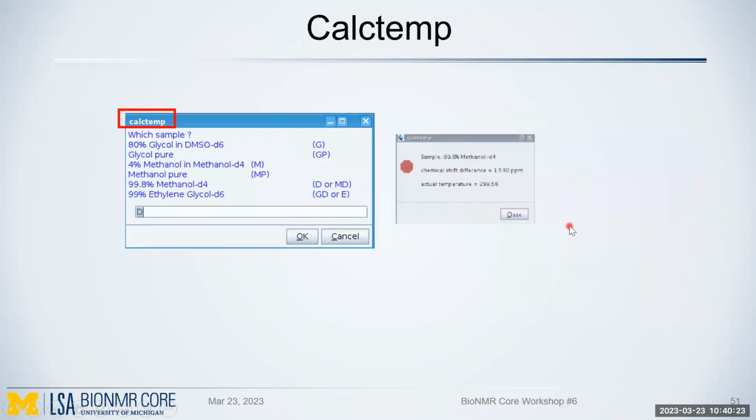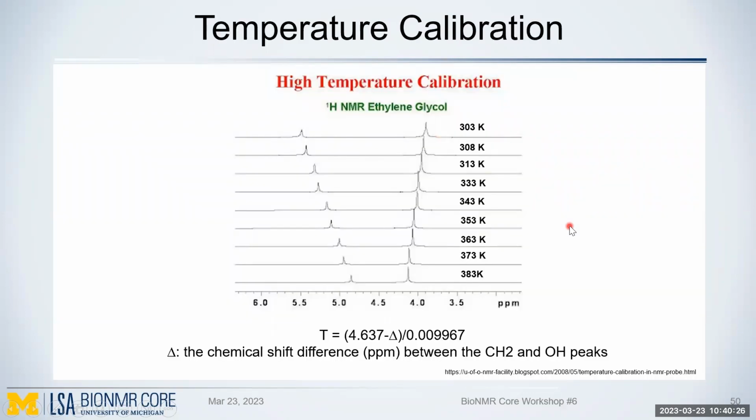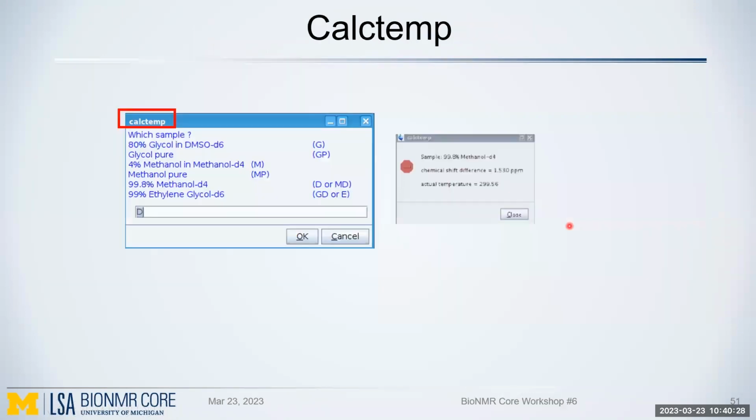The example I showed you here is to do it manually. Now on Bruker TopSpin, you can actually do this calibration automatically using a command called caltemp. So you acquire that 1D spectrum and then type in caltemp and then select the sample you are using. For example, here I can select methanol D6, and then there will be a pop-up window showing up. It automatically measures the chemical shift difference, and then it calculates the actual temperature of your sample.